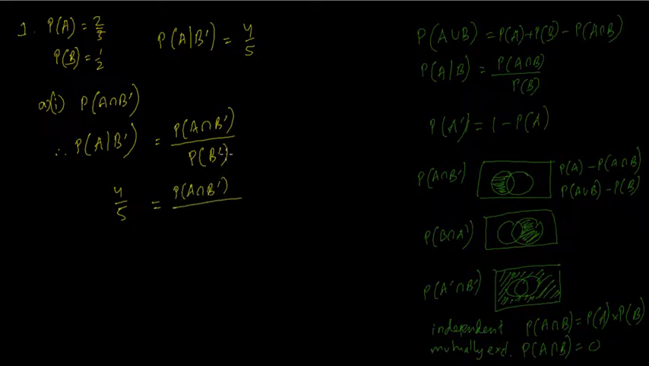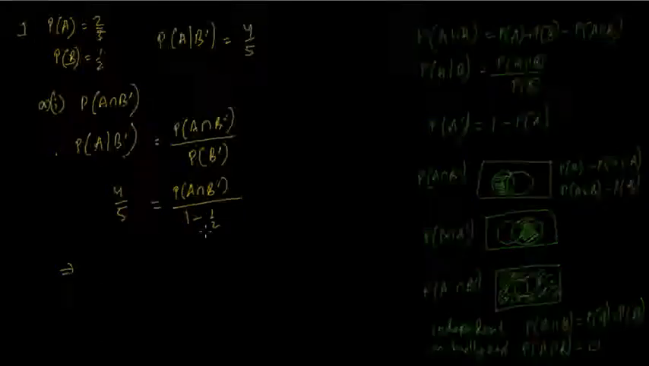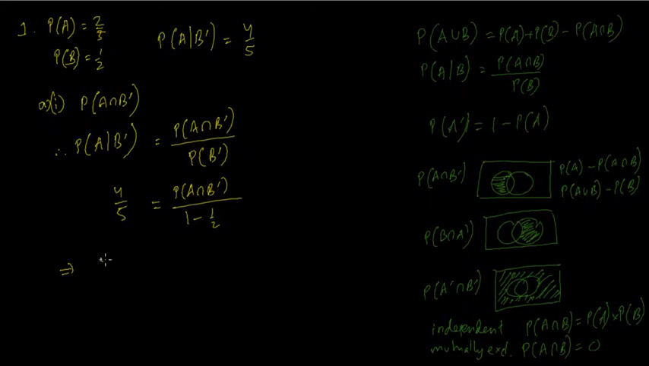Now B prime is needed. We know the probability of B is half, so the probability of B prime is going to be 1 minus half, which is half. If you cross multiply, this would be 4 by 5 multiplied by 1 by 2 equals probability of A intersection B prime. If we cancel, probability of A intersection B prime is going to be 2 by 5.